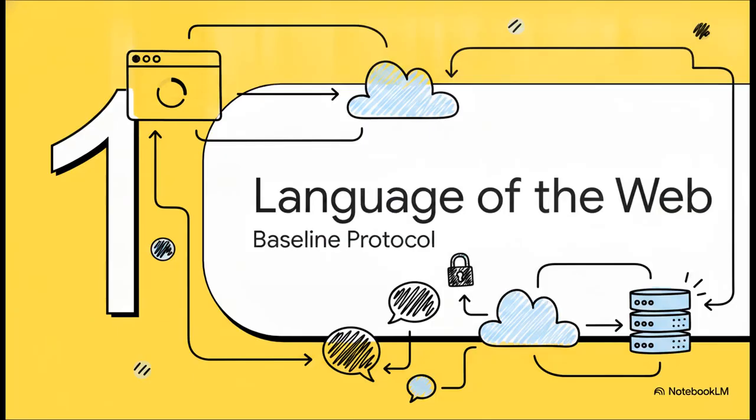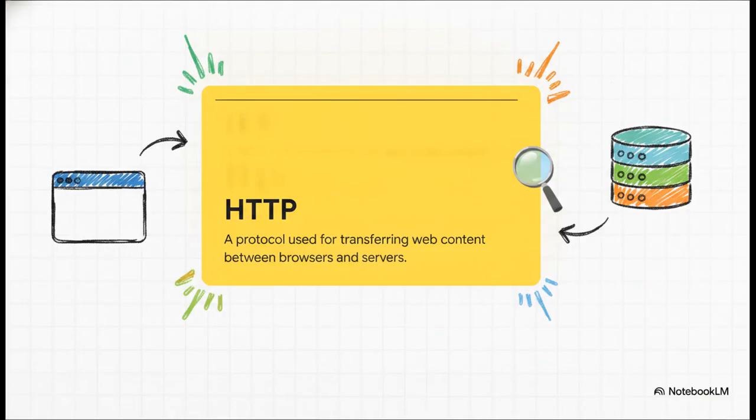All right, Section 1, the language of the web, where we establish the baseline protocol. For your browser and a web server to actually understand each other, they absolutely have to have a shared, standardized language. Without rules, communication just completely fails. And that universal language, that's HTTP, which stands for HyperText Transfer Protocol.